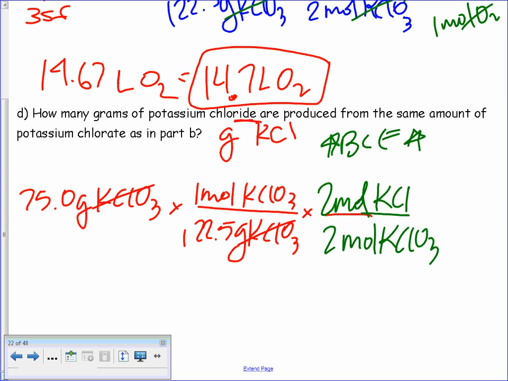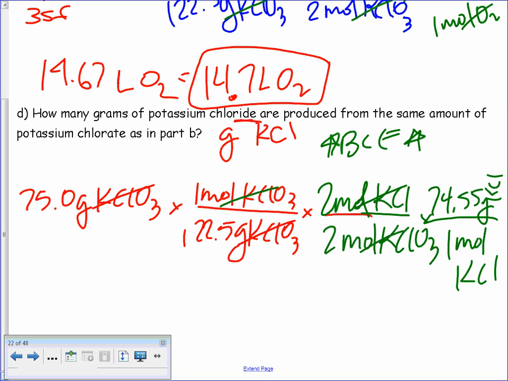Okay. Danielle, tell me the last step. On bottom, right? Because I got to cancel it. And on top, what's the number? 74.55. Say again? 74.55 grams. Okie dokie. Moles of potassium chlorate go away. Moles of KCl go away. We're in grams of KCl. How did you get the 75? I had to look back at part B to get that. We had to scooch back.